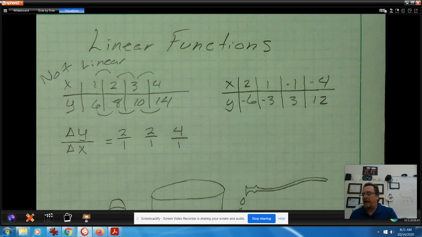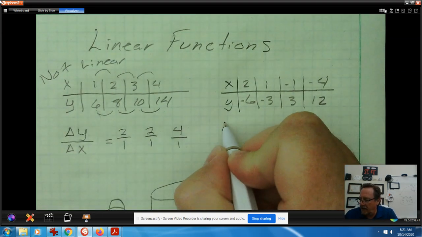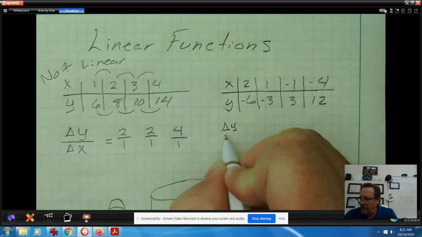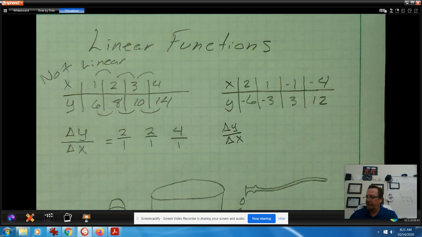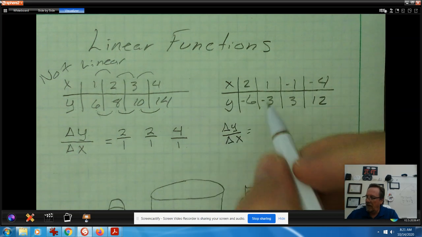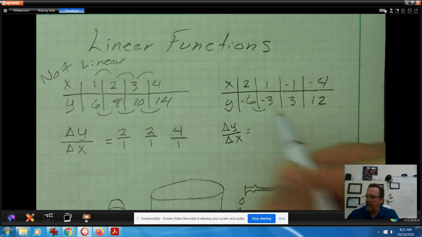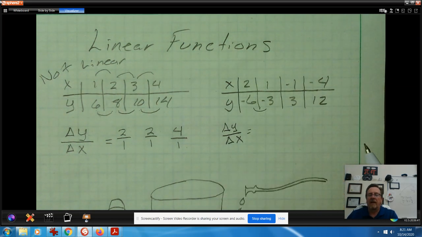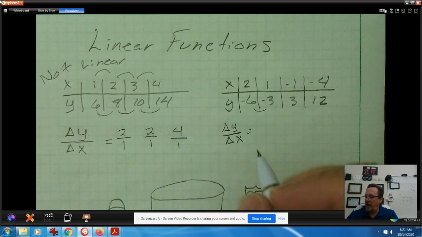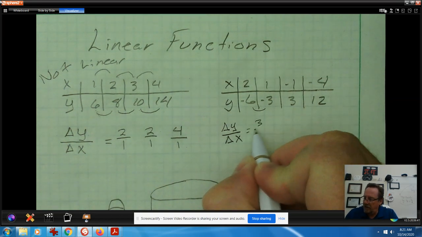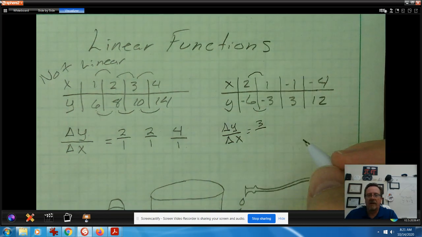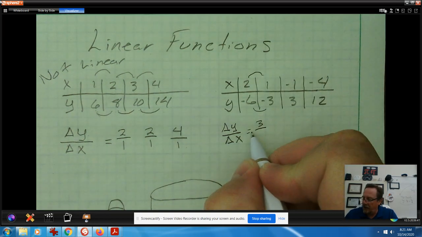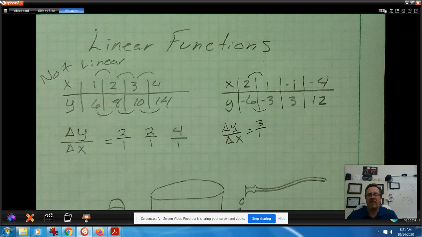Let's take a look at the second table. Again, I'm interested in the changes in the y's over the changes in the x's. I'm going to build these fractions. To get from -6 to -3, there's a +3 change. To get from 2 to 1, there's a -1 change, negative 1.